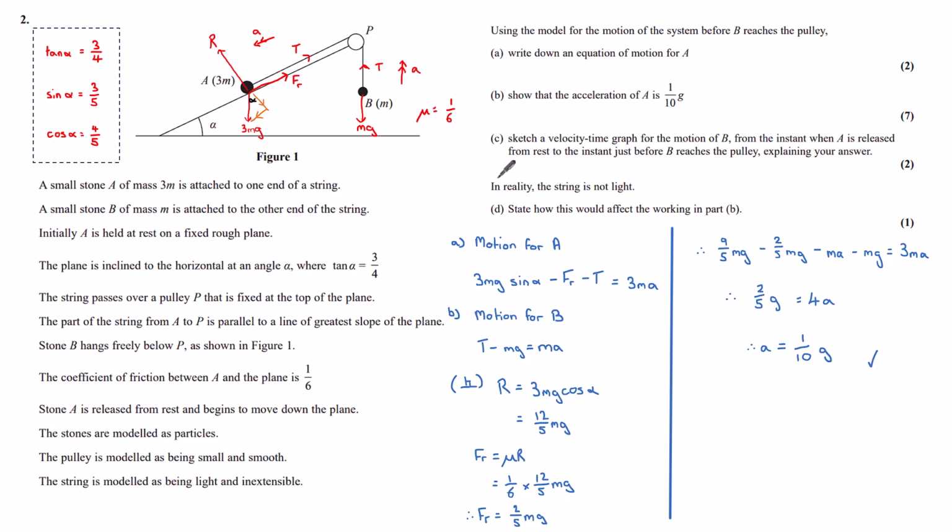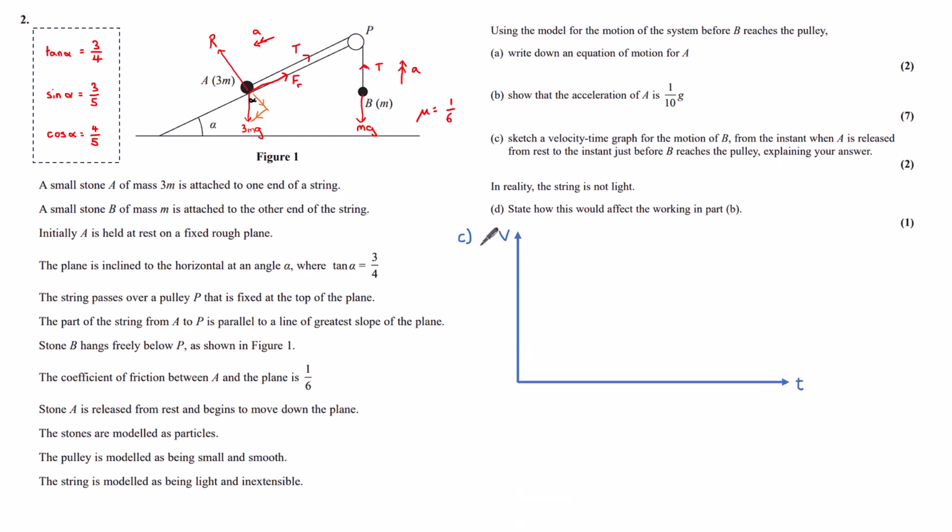Part C, I want to sketch a velocity time graph for the motion of B from the instant when A is released from rest to the instant just before B reaches the pulley, explaining my answer. So let's start with our axes. So this is a velocity time graph, so velocity on the y-axis, time on the x-axis. When this stone is released, it is going to start accelerating, and it's going to have constant acceleration.